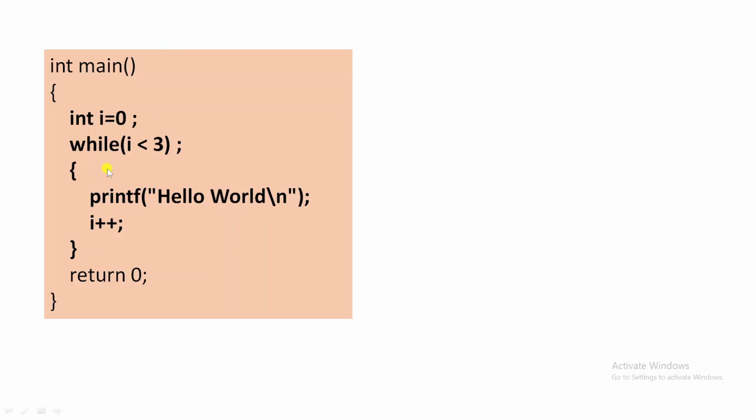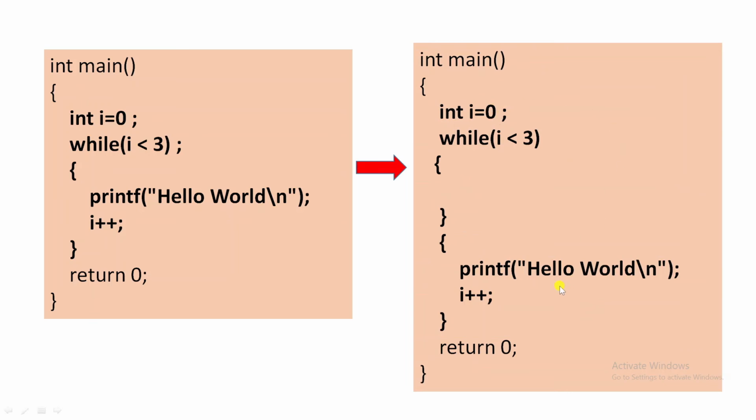Let's see. Basically, this program has been translated by the compiler to a newer version, that is this version of the program. What does it mean? This semicolon is treated by the compiler as if you are saying you want to give an empty body after the while. So the semicolon will be removed as soon as your program is compiled, and this new file is formed, where after the while loop an empty body is placed in place of the semicolon, and after that these statements will come.